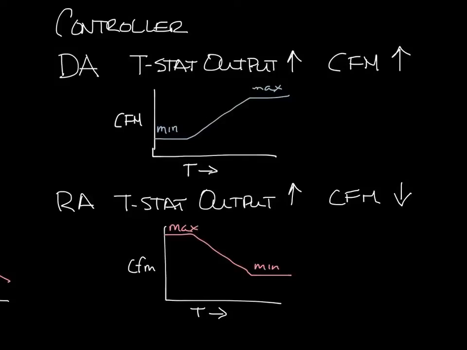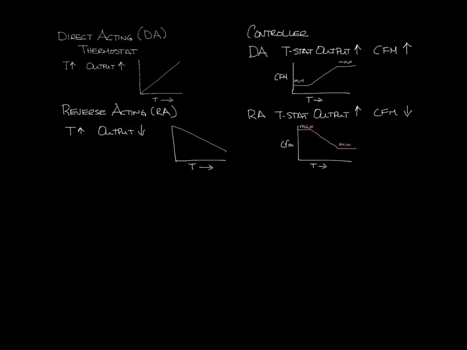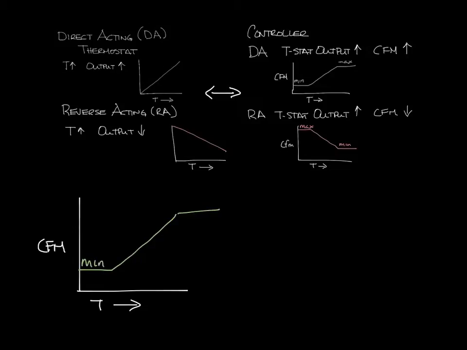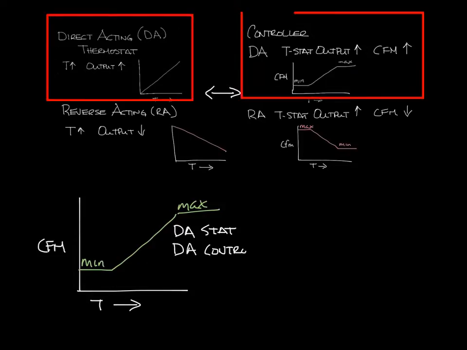Now let's pull everything back together and see what happens when you have direct acting or reverse acting thermostats with direct acting or reverse acting controllers. So let's redraw our two graphs down here with CFM versus room temperature. In the first one we did, we had a minimum, the modulation zone, and a maximum CFM. You'll see this sequence of operations with a direct acting thermostat and a direct acting controller. This is often seen in cooling mode.